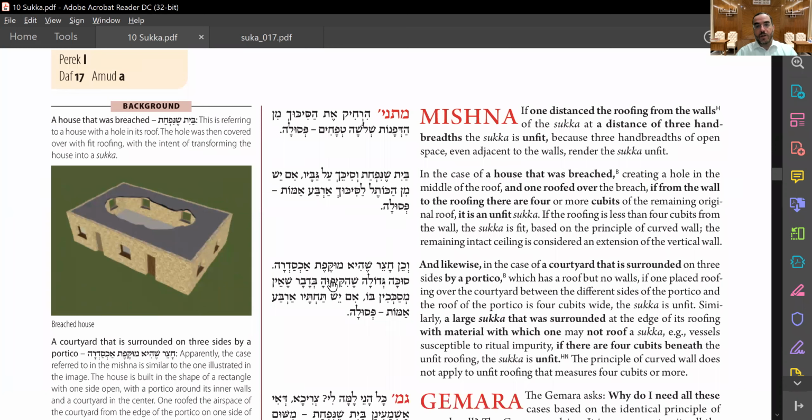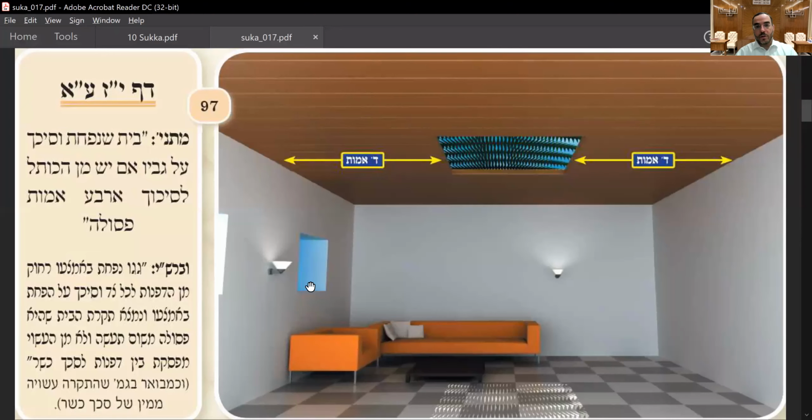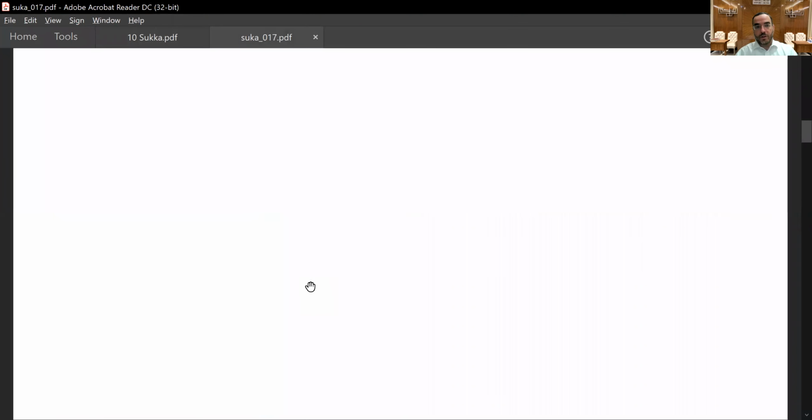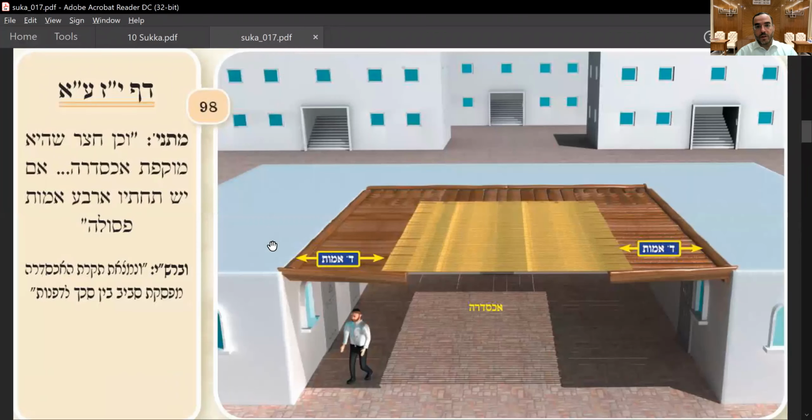Vechen chaser shehi mukefet achsadra. And so too, a sukkah that's in a courtyard. That would be a very similar case, really. It looks like this. So you have a courtyard and there's a portico, a covered porch in front of people's doorways. Even if it's made out of kosher sechach material, the problem is it's there all year round, so that would be ta'aseh v'lo min ha'asui. So this is not good.